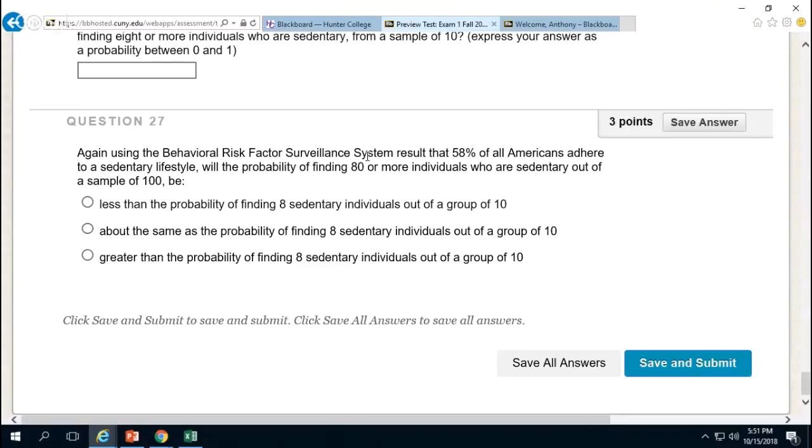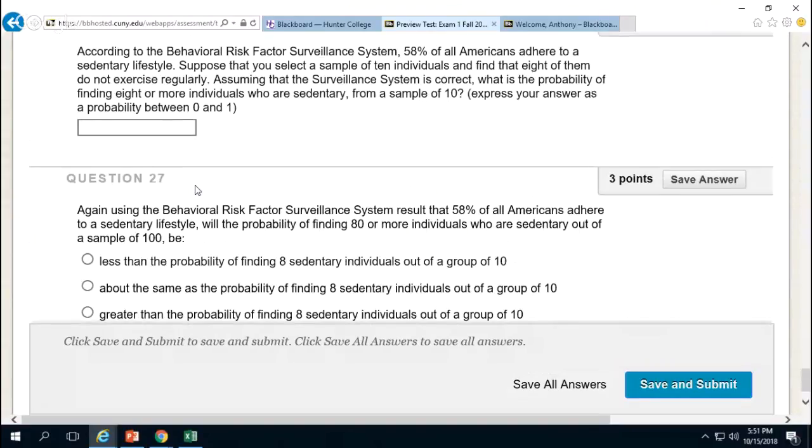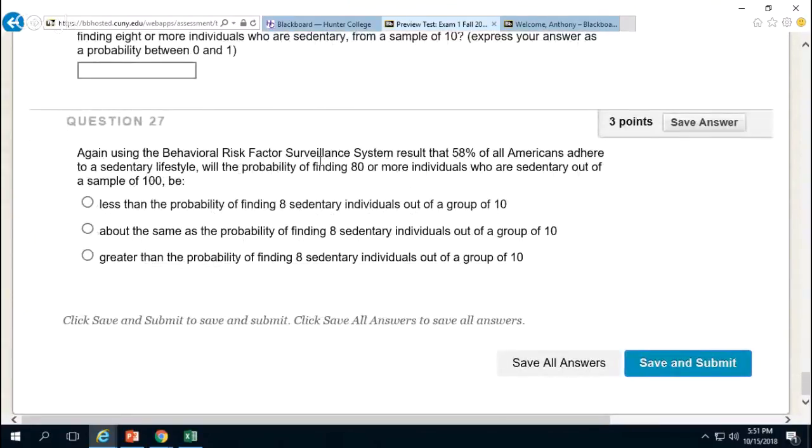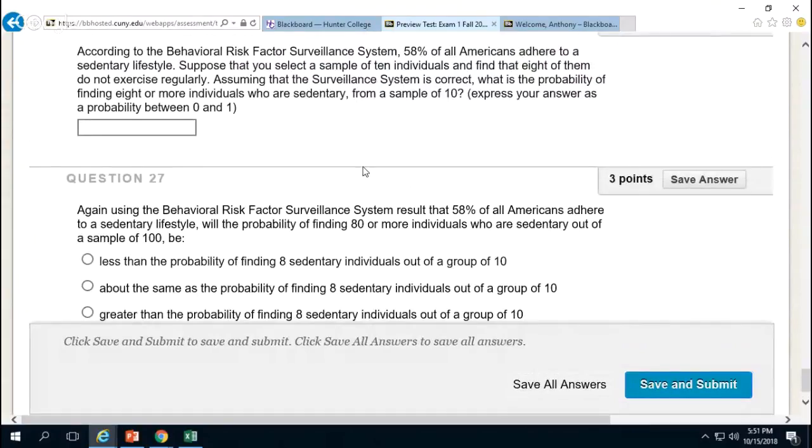So again, from BRFSS, 58% of all Americans adhere to a sedentary lifestyle. What's the probability of finding 80 or more who are sedentary out of a sample of 100? So these questions were back to back just to show this effect of sample size. And this leads nicely into sampling distributions. But both of these, this is 8 out of 10, this is 80 out of 100. Just intuitively, which do you think is more likely to happen? Which should be a higher probability?